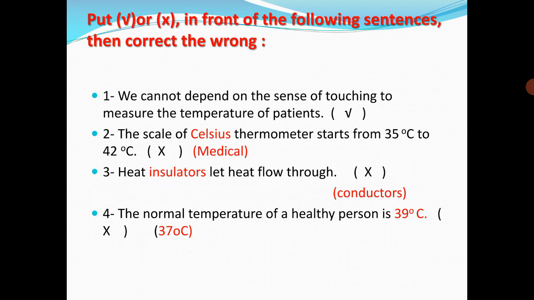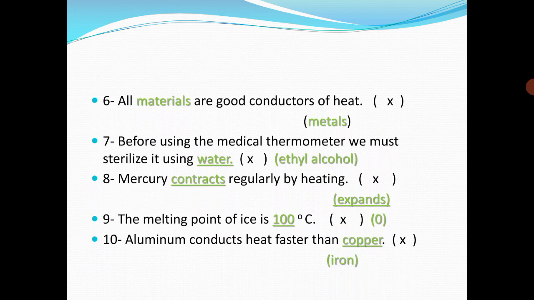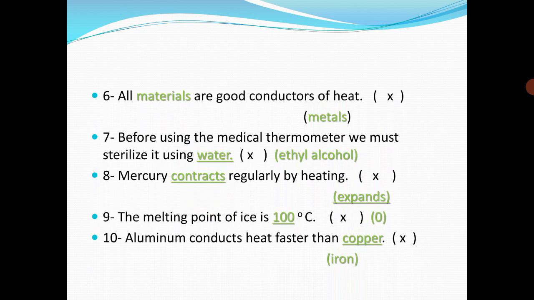Heat insulators let heat flow through. No, heat conductors do; heat insulators don't let heat flow through. The normal temperature of a healthy person is 39. No, a healthy person's temperature is 37 degrees. All materials are good conductors of heat. No, all metals are good conductors of heat.